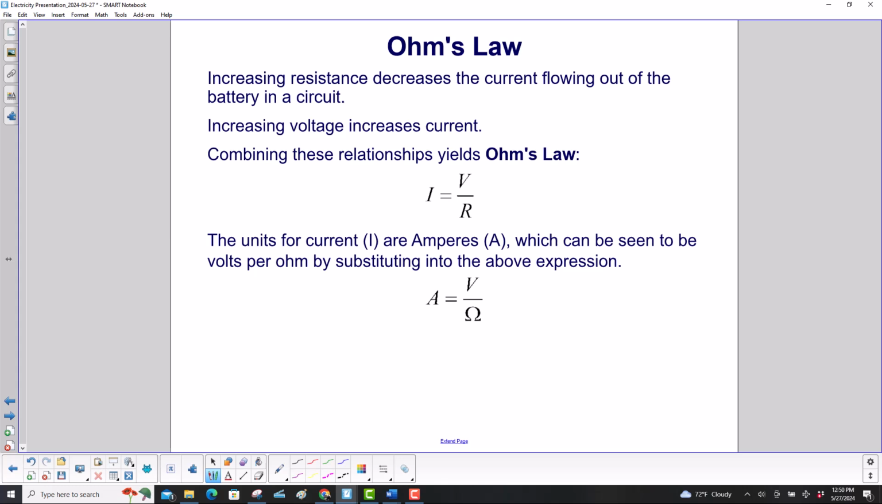Combine these two relationships and we get Ohm's law. So if you increase voltage, current will increase, but if you increase resistance, since it's in the denominator, the current will decrease. The units for current are amps, which can be seen to be volts per ohm by substituting into this expression. So voltage is in volts, resistance is in ohms, so 1 ampere is 1 volt per ohm.